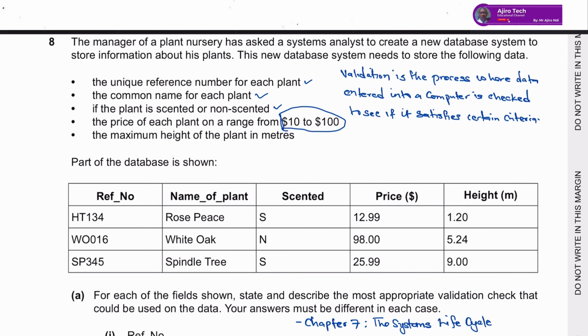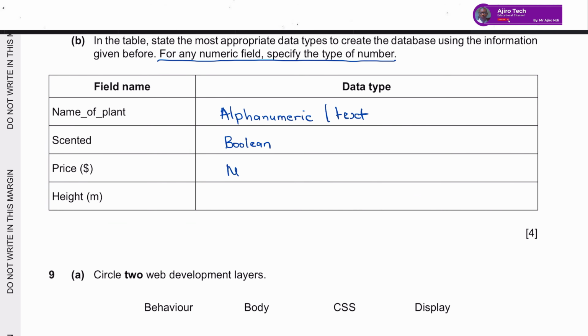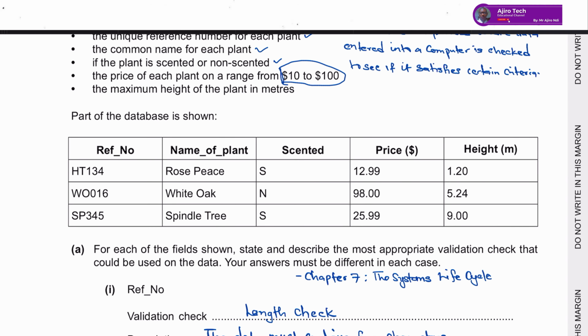Price. Okay, so price is numeric. What kind of numeric? Currency. Hope you understand this because of the inclusion of the currency symbol. Height. Let's look at height quickly. For height, it is in meters. So we have this 1 point. Now the difference between this has no inclusion of currency. This has an inclusion of currency. So this now becomes numeric, decimal, or real.